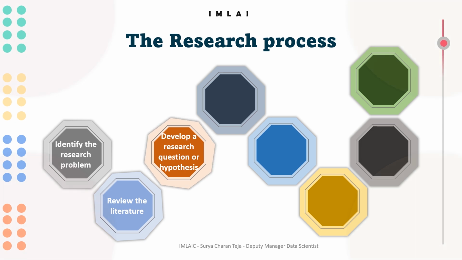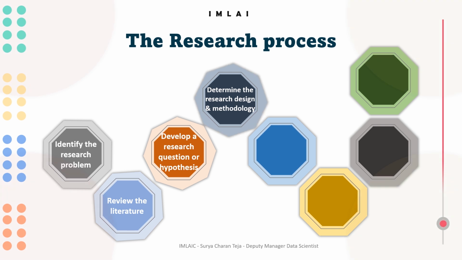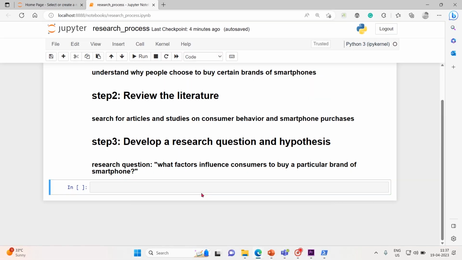Now once you have written your research question and hypothesis to test, it's time to determine the research design and research methodology. Once you have a research question or hypothesis, you need to determine the best research design and methodology to answer it. So step 4 for us is determine the research design and methodology.